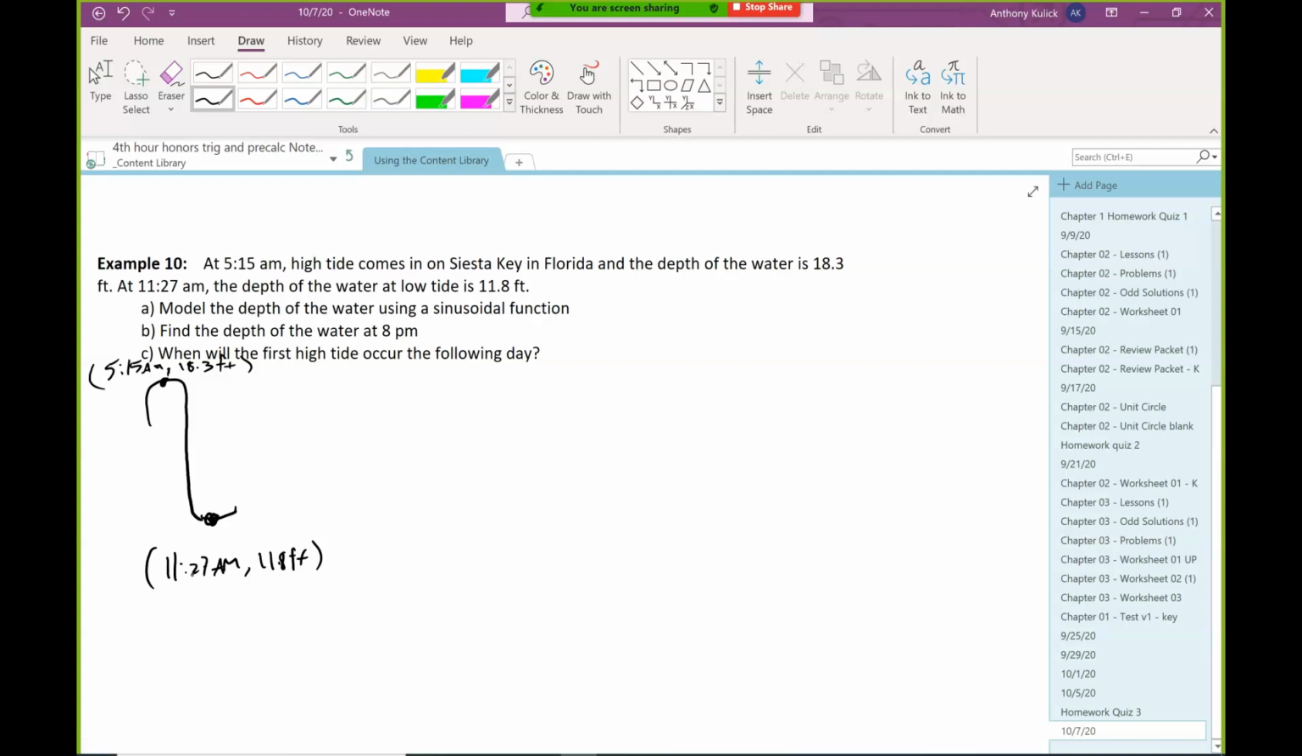So that's the information that we know. What can we do with this information? Dan? Yeah, it's like our max and min. We should do something with the x-coordinate, though, because the x-coordinate is written in hours and minutes, right? Everybody agree with that?